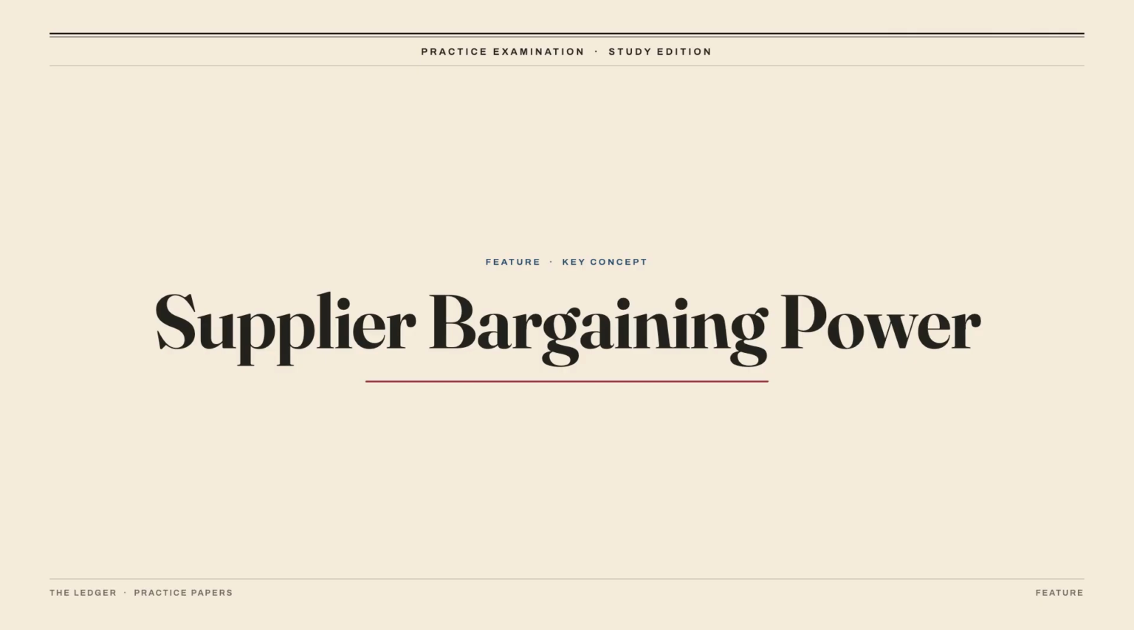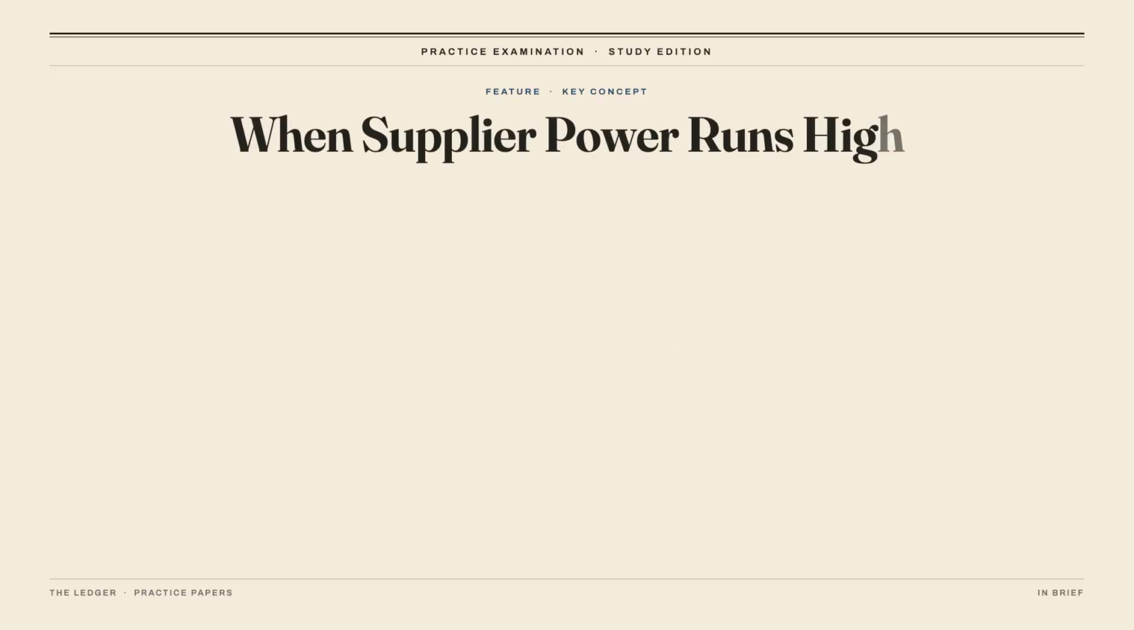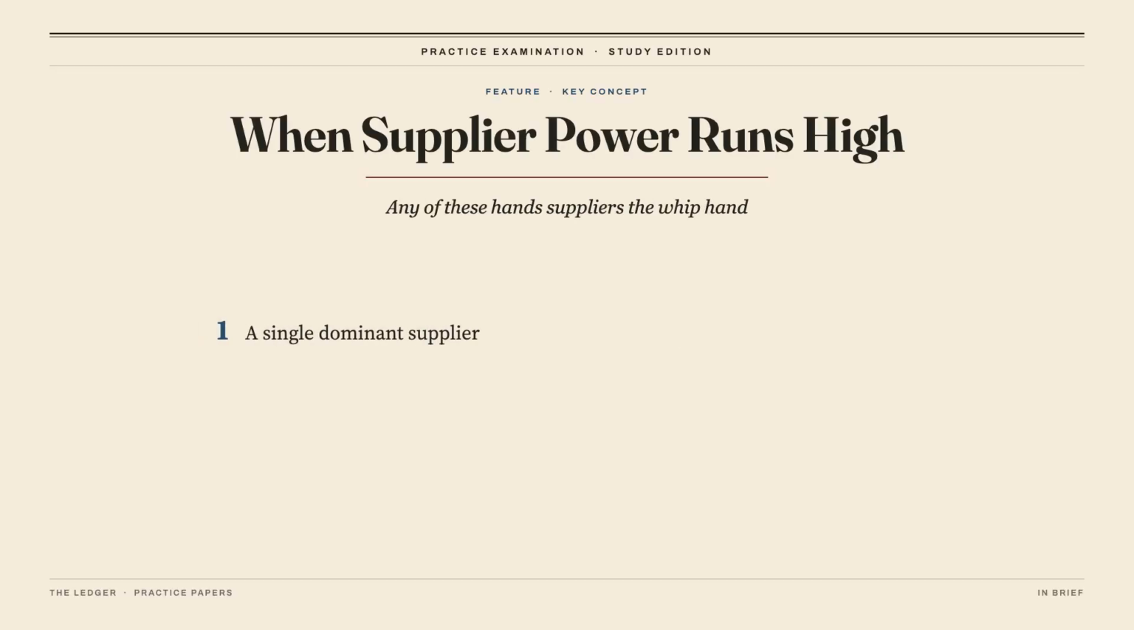Every industry has to buy inputs to make what it sells, and the bargaining power of suppliers measures how much leverage those input providers hold over price and terms. When supplier power is high, suppliers capture a bigger slice of the value created, leaving less profit for the industry itself. Supplier power runs high when a single dominant supplier controls the market, when a scarce material has no alternative, or when an input is so specialized that switching sources is painful or impossible.